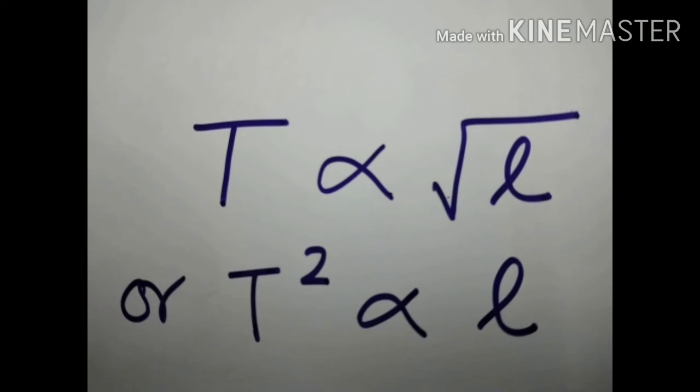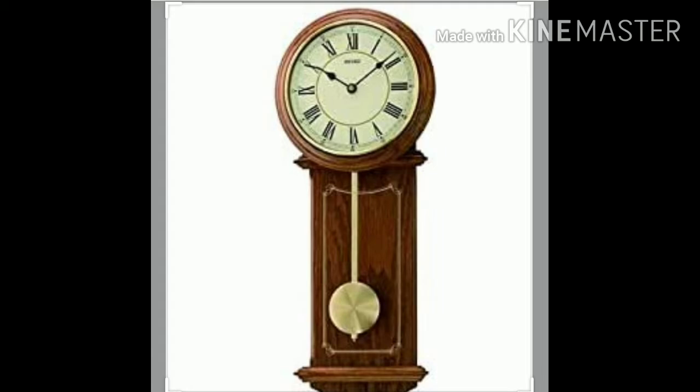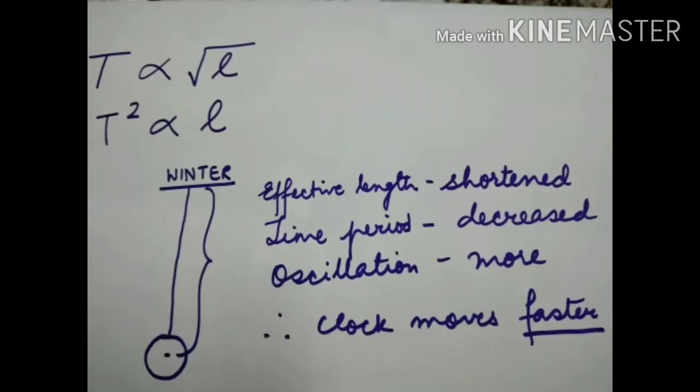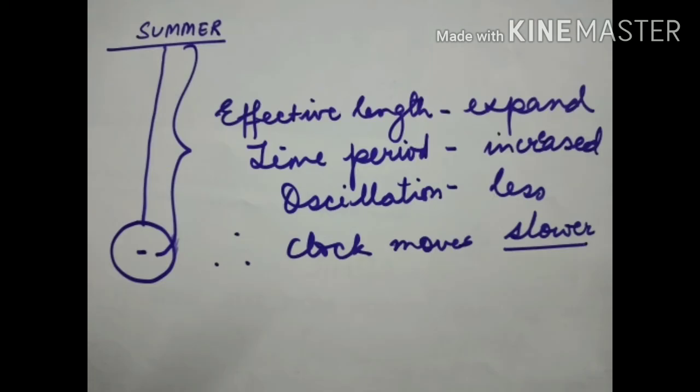Let me give one example. A pendulum clock has a compound pendulum made of metal, brass or steel. Due to the change in seasonal temperature, the effective length of the pendulum changes, due to which the clock starts moving faster in winter and slower in summer.